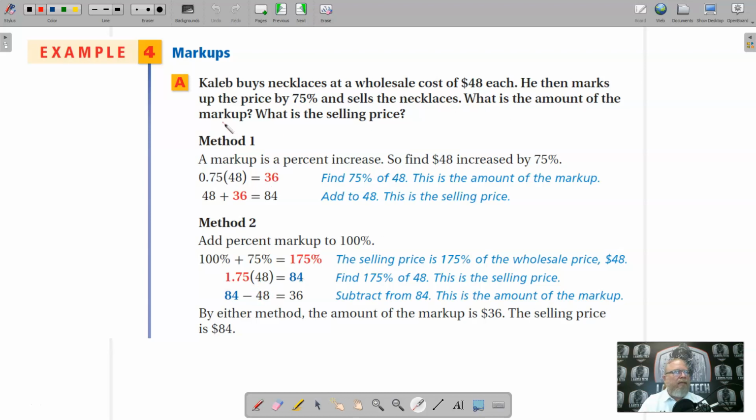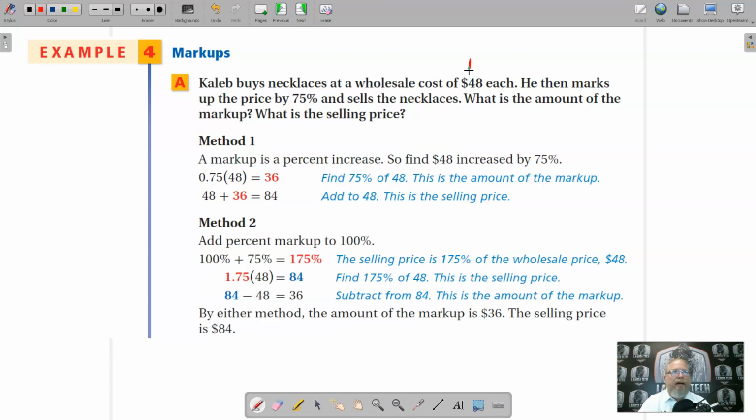It says, what is the amount of the markup? And then they calculate the markup down here in method 2 whenever they ask for the markup first. And so the markup shows up here whenever you do that. Now, the final cost is going to be the original cost of 48 plus the markup, and that's going to be 84.